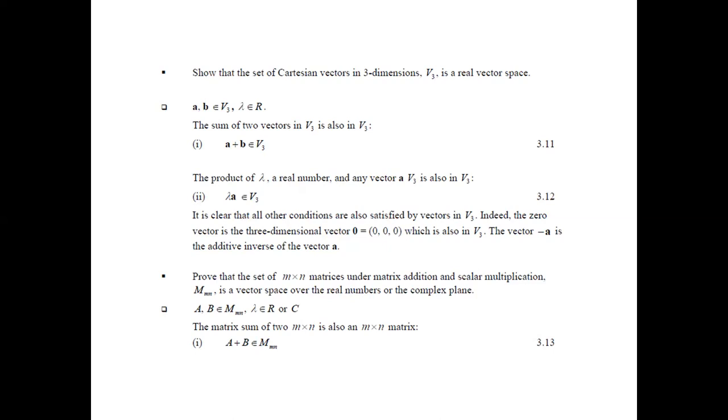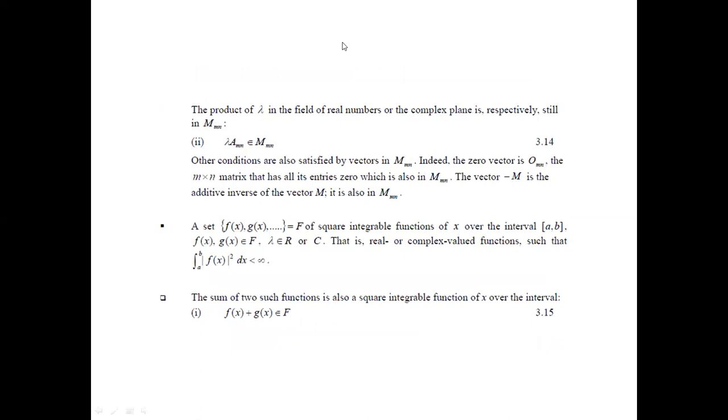Example 2, prove that the set of m by n matrices under matrix addition and scalar multiplication, denoted MMN, is a vector space over the real numbers or the complex plane. Now assume A and B are in MMN and lambda is in R or C. When you add two m by n matrices, won't you get an m by n matrix? Possible. So A plus B is also in MMN. Multiply an m by n matrix by a scalar constant. What you get will also be an m by n matrix. Will you get a dimension other than that? No. Other conditions are also satisfied by vectors in MMN.